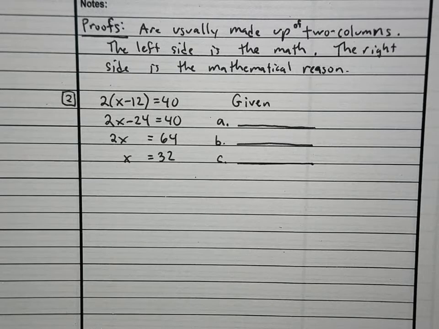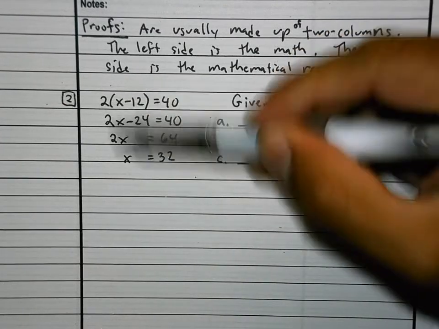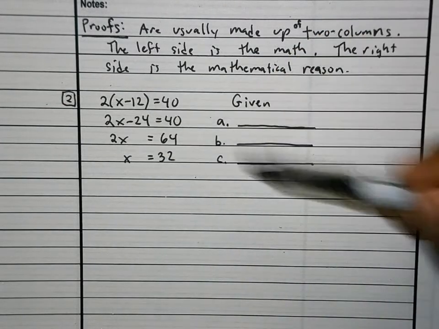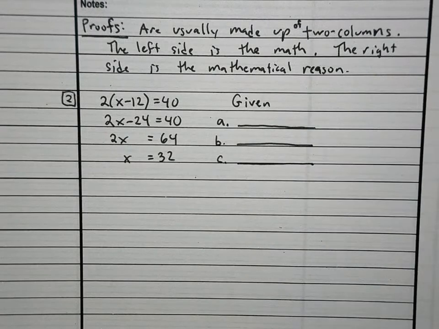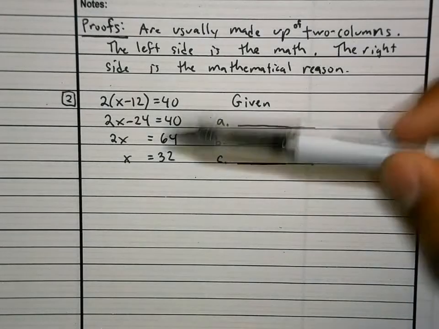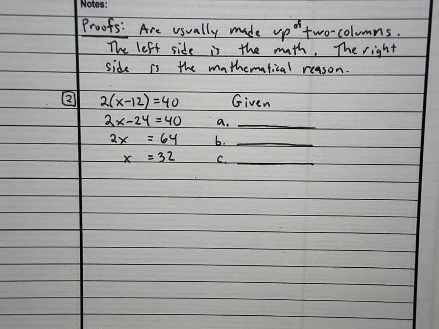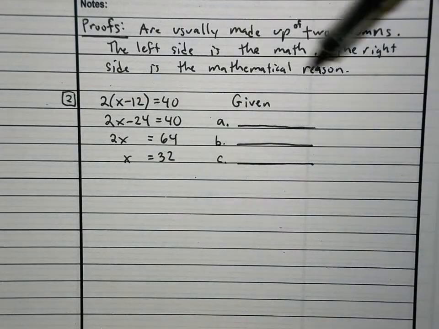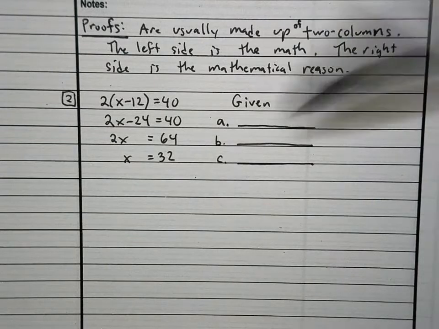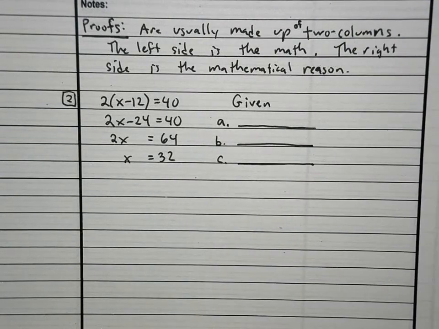This is an example of a two-column proof. This is column 1. This is column 2. In a two-column proof, the left side is the math. This is the math. There was somebody else's problem and somebody else's work. The right side is the mathematical reason you can do what you did on the left side.